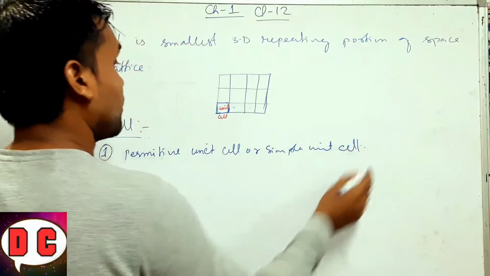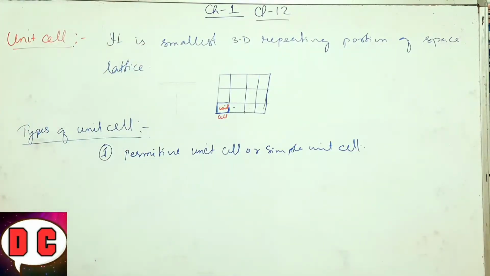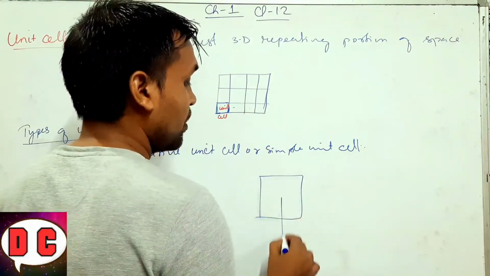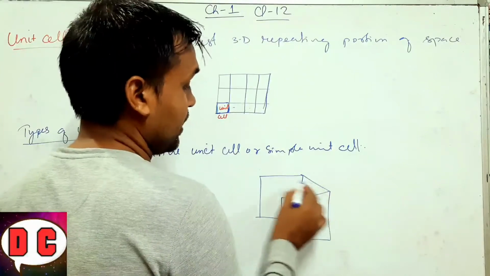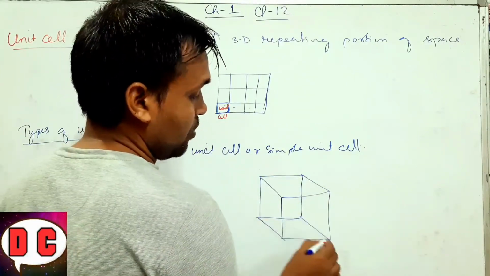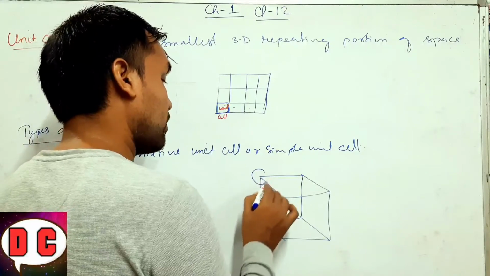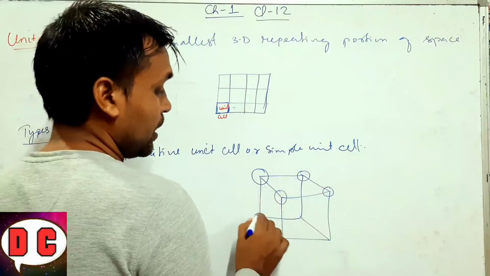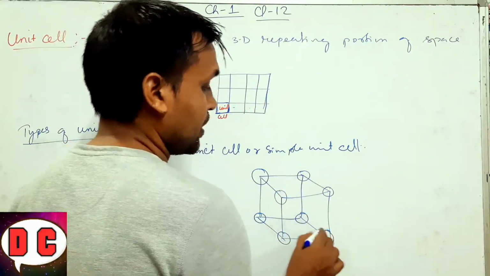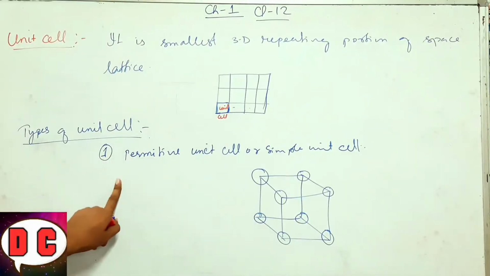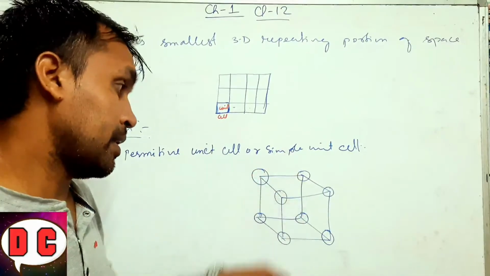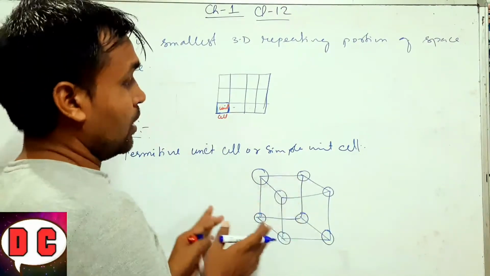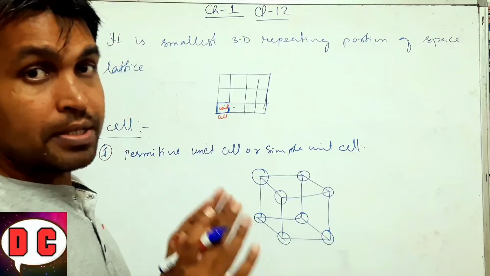So in this cell, what will be the arrangement of the constituent particles? How will the constituent particles be arranged? Let us see. Let's assume that this is one cube, one lattice. This lattice will be made up of what? Constituent particles. Let's assume the constituent particles are like this. How many corners are there? 8 corners. So the constituent particles will be present at the 8 corners. So in primitive cells, all the constituent particles are present at the 8 corners. So this one is called what? A primitive unit cell or a simple unit cell.